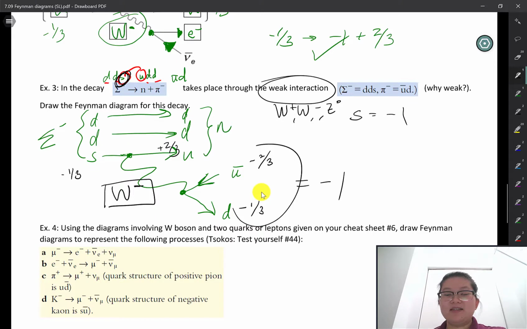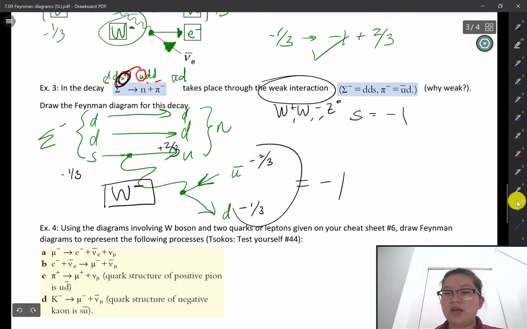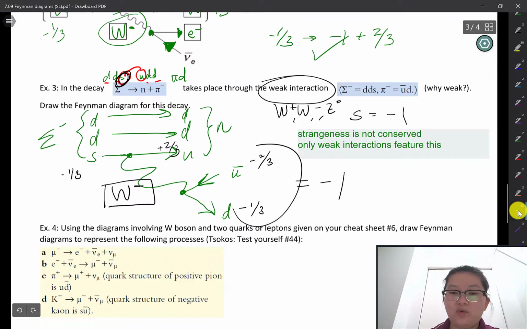And why is it the weak interaction? Because strangeness is not conserved. So my poorly worded two phrases here is that here the strangeness is not conserved, and it's only in the weak interactions in which the strangeness is not conserved. Okay, so that's the idea.